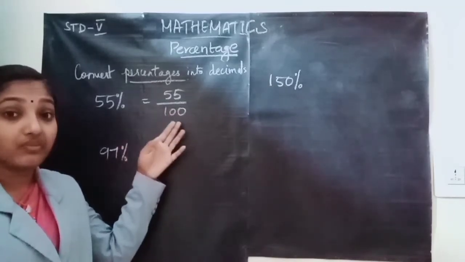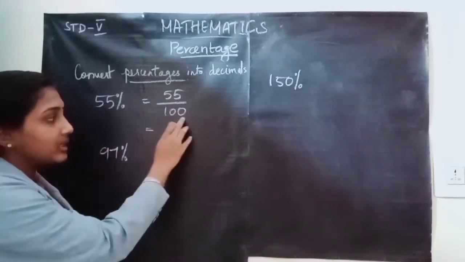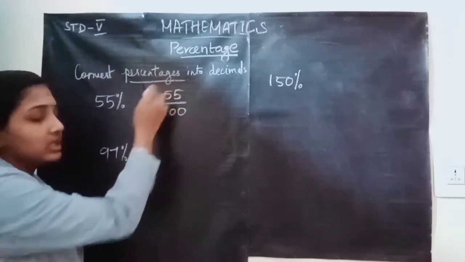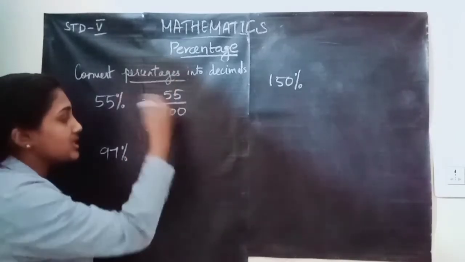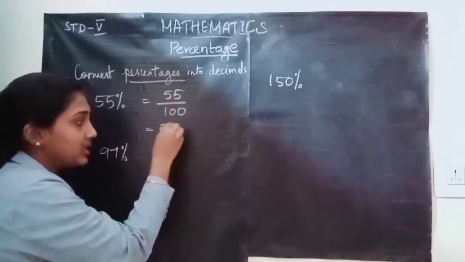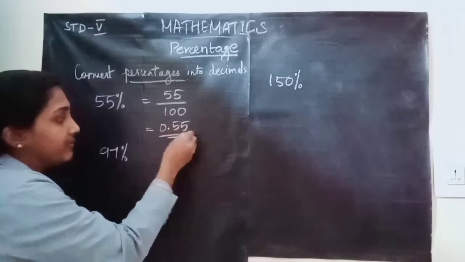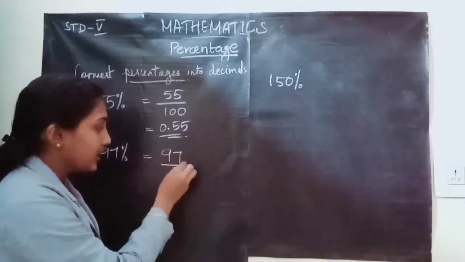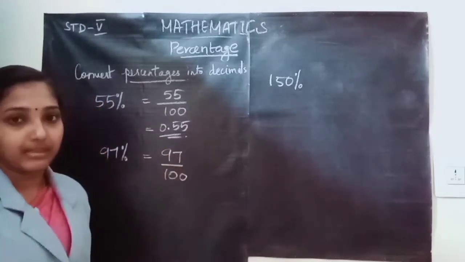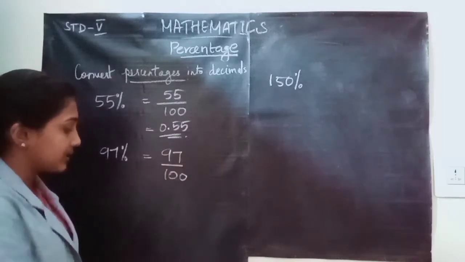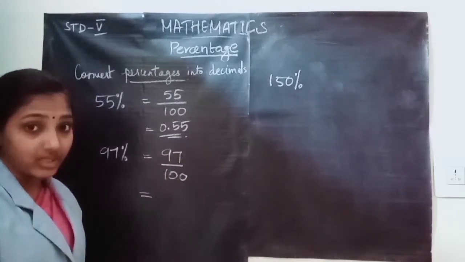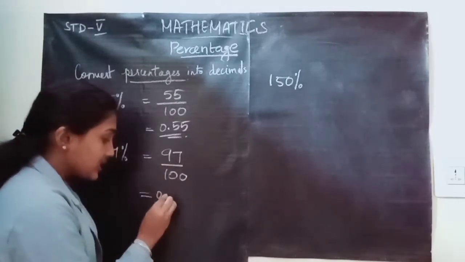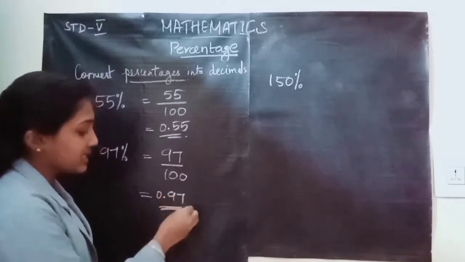And we know how to convert a fraction into decimal, right? Here in the denominator we have 2 zeros. So starting from the right, we will move 2 steps to the left, right? 2 places to the left. So here it will be 0.55. So the next is 97%. So just divide it by 100 to convert it into a decimal. Okay, so it is 97 divided by 100, and to put the decimal point, we will move 2 places to the left. So it is 0.97.